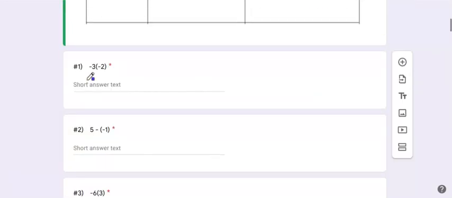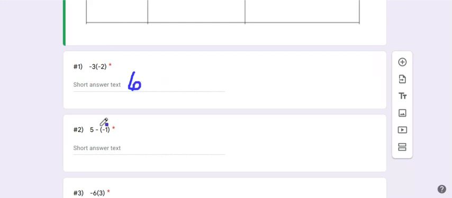All right, so in number 1, you have negative 3 times negative 2. Look at their signs. 3 is negative, 2 is negative. So I would say same signs, positive. I know that 3 times 2 is 6, so my answer is positive 6, or just 6.